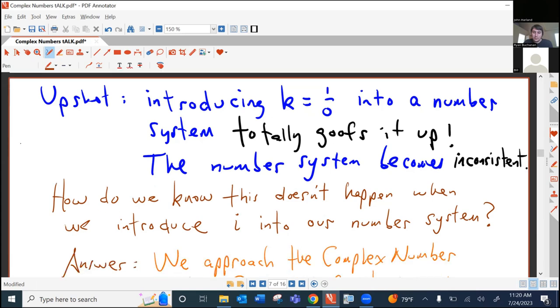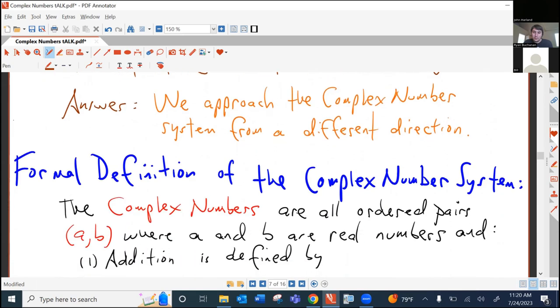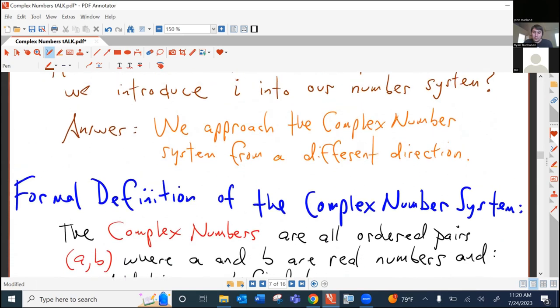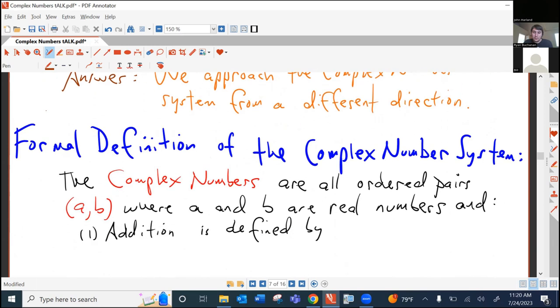And so this gets into sort of the details of how you define number systems. So here's the formal definition of the complex numbers. We're going to write the complex numbers as ordered pairs. We're just going to define this quote unquote number system.